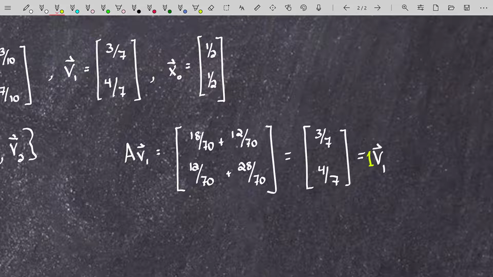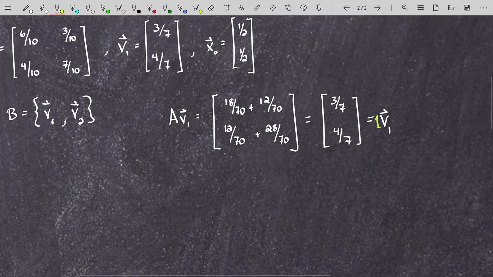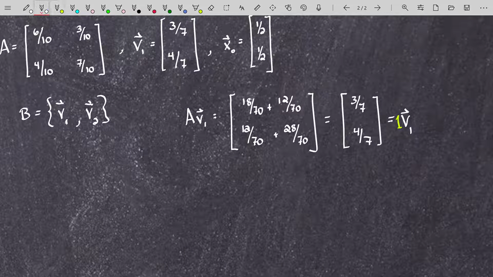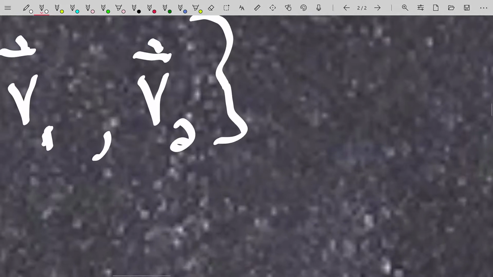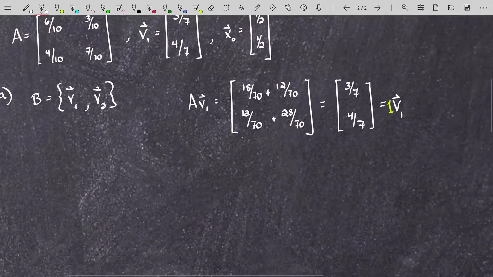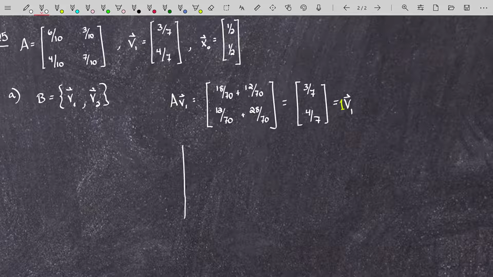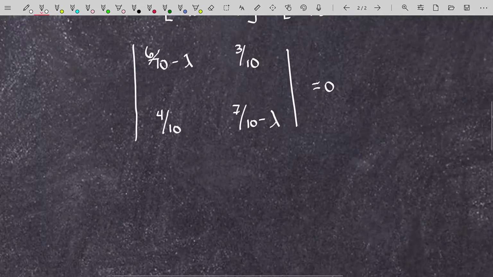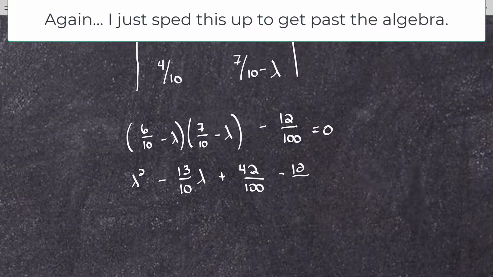The reason why I wanted to do that is because you want to find the other eigenvalue, and you'll see that knowing one of the eigenvalues makes the factorization kind of simple, or easier, I should say. So to find the other eigenvalue so we can find the corresponding eigenvector, I will go ahead and solve the characteristic equation: 6/10 minus lambda, 3/10, 4/10, and 7/10 minus lambda, equal to 0. So again, that's just the characteristic equation.